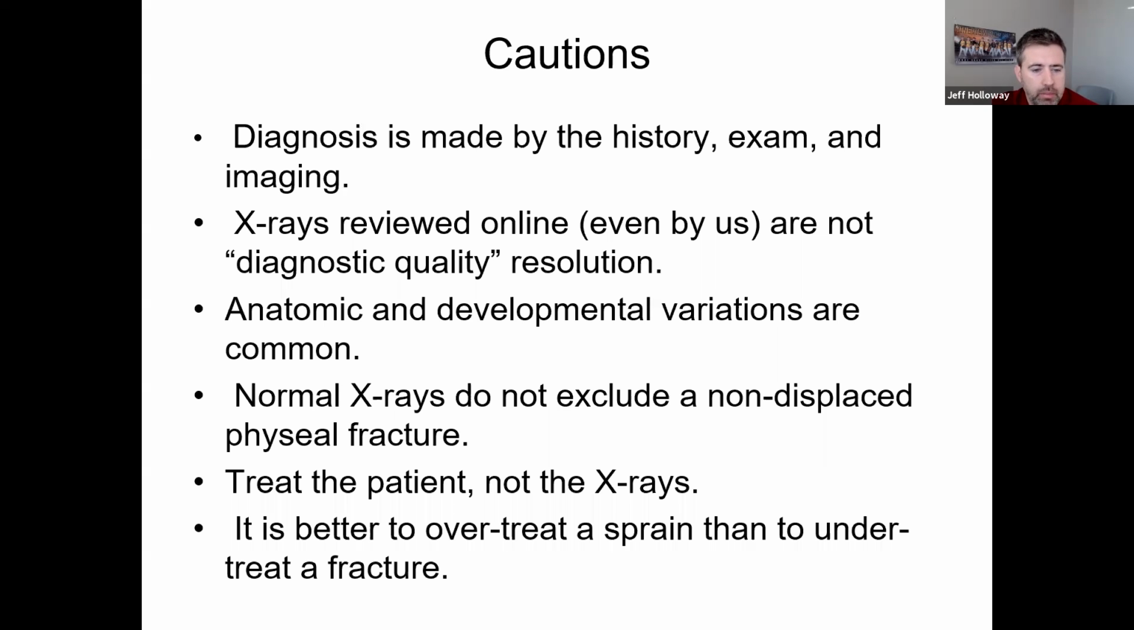reviewing the X-ray is a very important step. A lot of residents have reviewed some of the X-rays that I've seen that were read as normal, and then I pop it up in front of them, and they read it as abnormal right away. That's one of those things where you can't let normal X-rays fool you, because they can miss stuff. They also do not exclude non-displaced physeal fractures and these little tiny fractures that can make a big difference. So we always say treat the patient, not the X-rays.